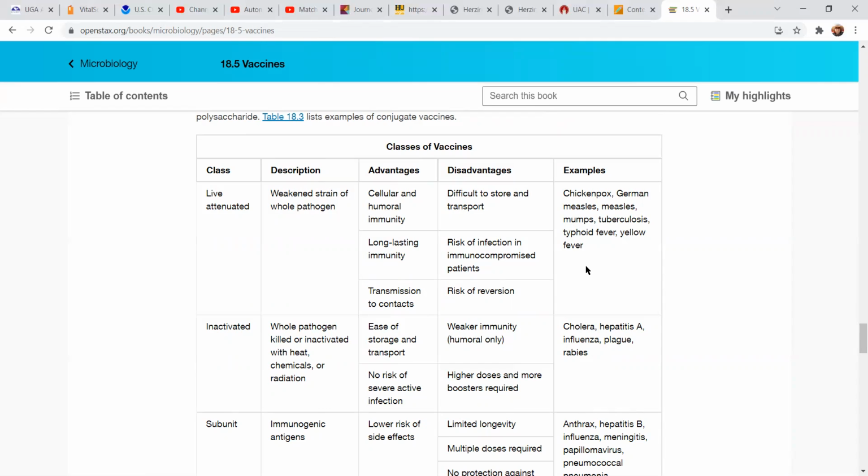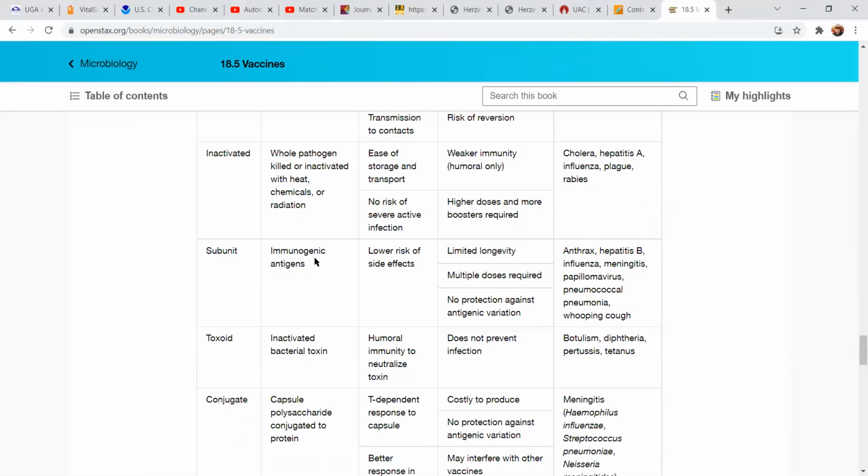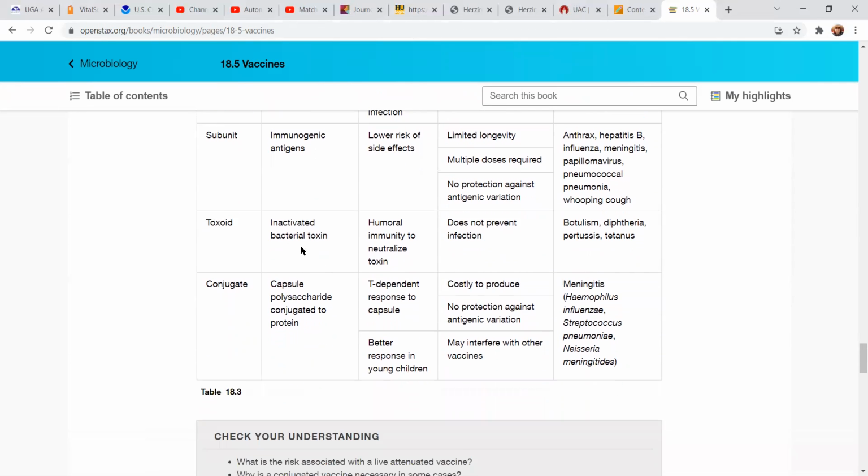They're easily stored. There's no risk of a severe infection. It produces weaker immunity though, and there are more boosters that are required for this. So things like the flu. Subunit are pieces. You're basically given the antigen for it. Multiple doses are required for these as well. These are things like hepatitis B, meningitis, whooping cough. Toxoid is when you're injected with the inactivated toxin. So things like diphtheria, pertussis, and tetanus are also toxoid.